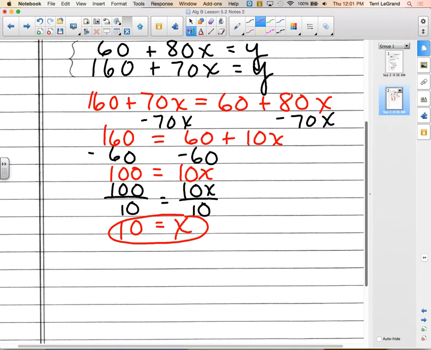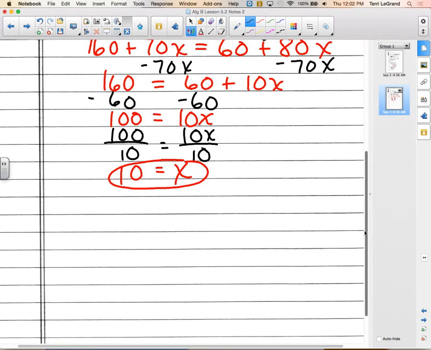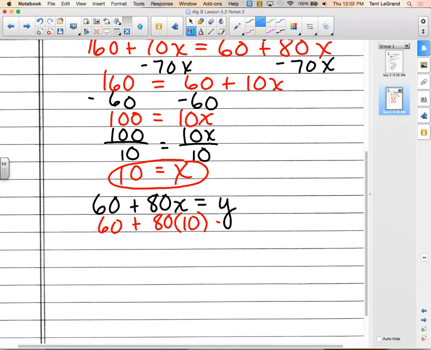What should we do now? Brighton? Put it back into one of the original equations and see if it works. So, Brighton, I'm going to let you pick the equation you want us to use. 60 plus 80x. Okay? So, does it matter which equation we use, class? No, you get to just decide. 60 plus 80x equals y. So we're going to substitute into that equation. That's the one we're going to use. So 60 plus 80 times 10 equals y.